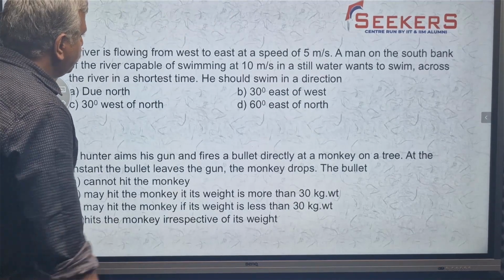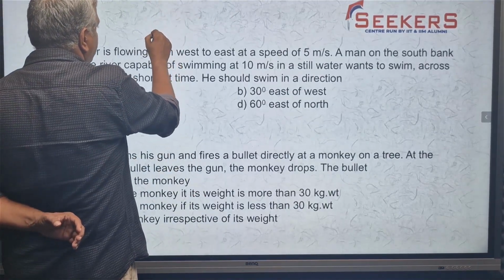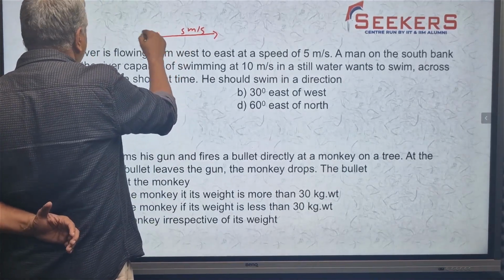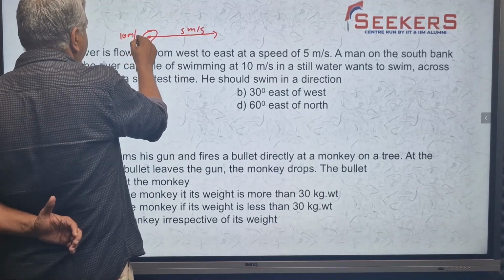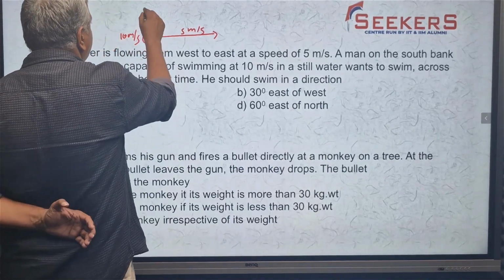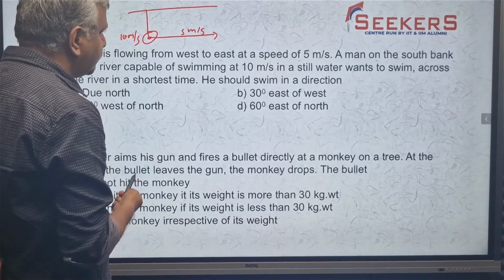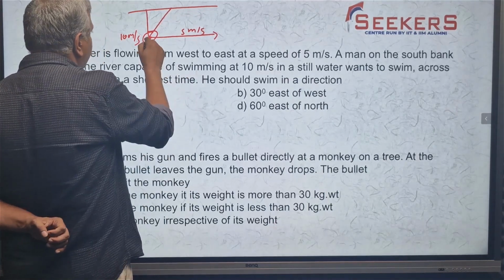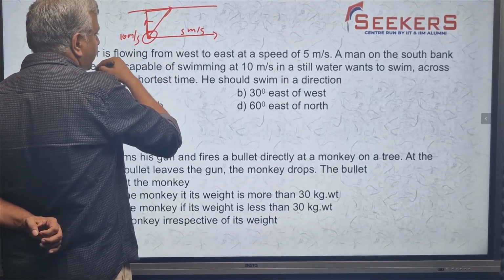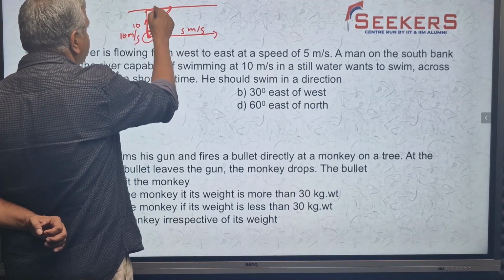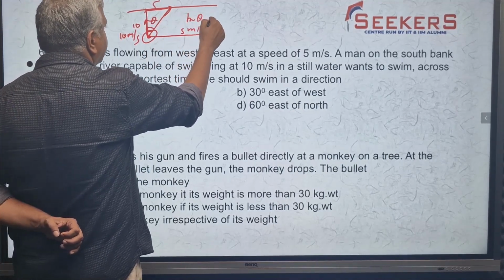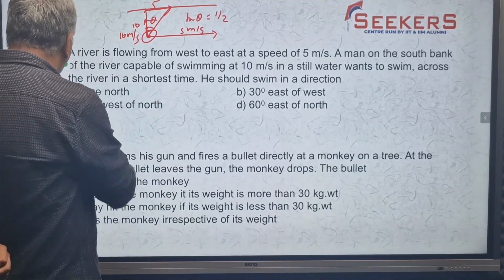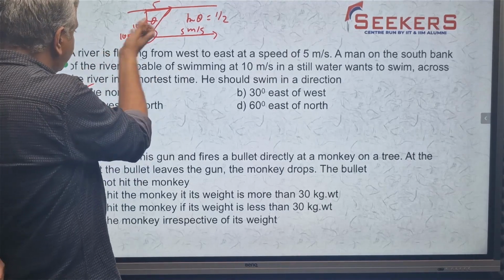A river is flowing from west to east. So there is a river which is flowing from west towards the east with a speed of 5 meters per second. A man on the south bank of the river, capable of swimming at 10 meters per second in still water, wants to swim across in the shortest time. So the shortest time in which he can cross will be when he goes straight across. The direction in which he should swim is this direction, but he'll be adrift in this direction. This is 10, this is 5. So if this angle is theta, tan theta is equal to 1 upon 2, so theta is equal to tan inverse of 1 by 2. So he should swim due north. Because of the stream, he'll be moved apart.